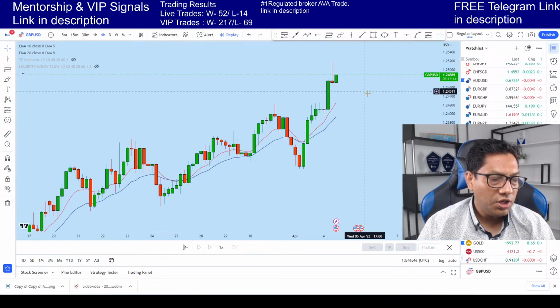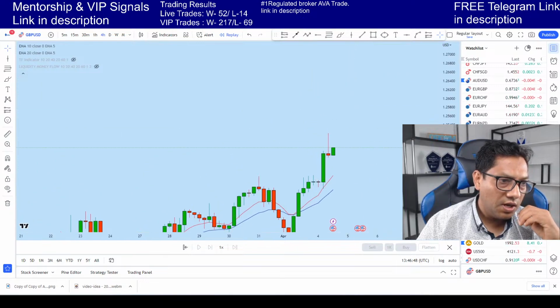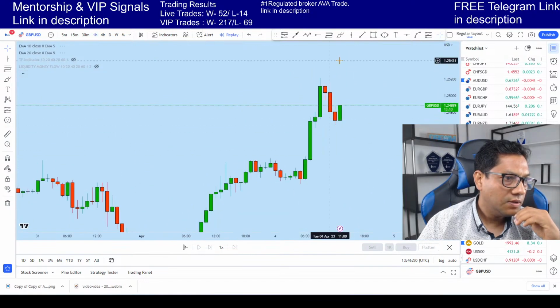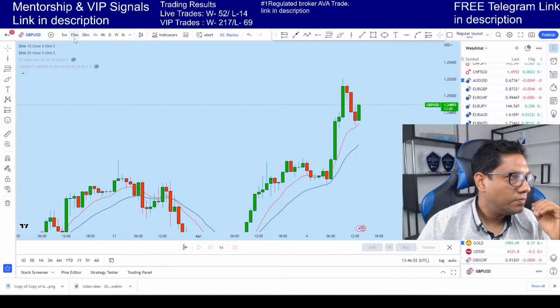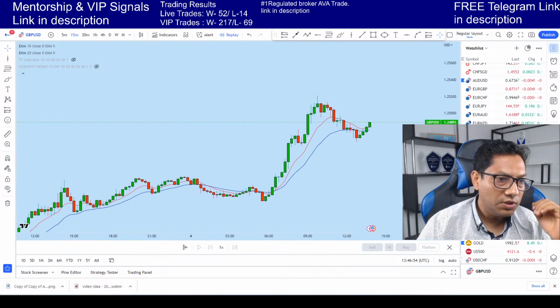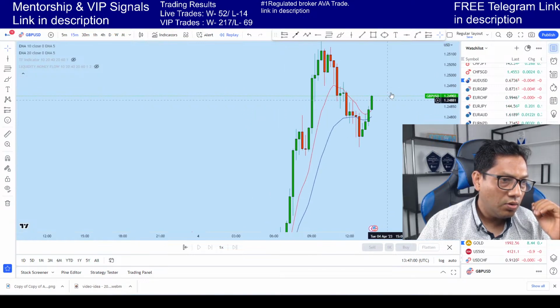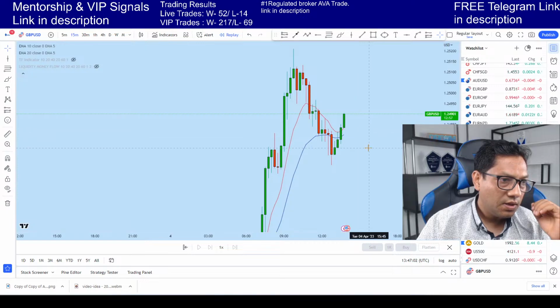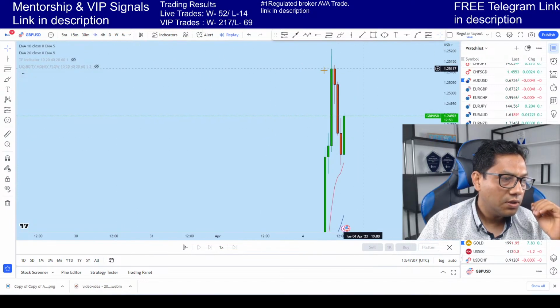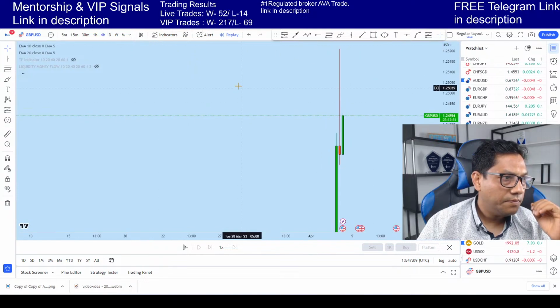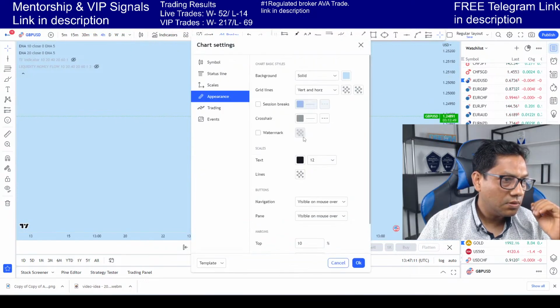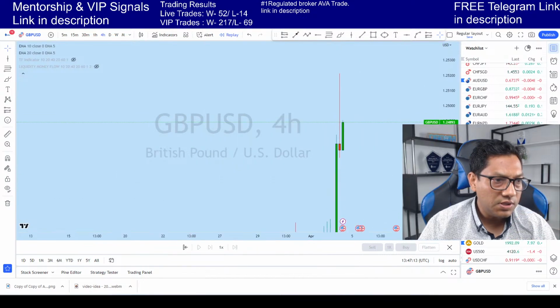GBPUSD, after the doji, we see the market is now going to the upside. There is a strong movement to the support zone, and now the price has formed a bullish structure. So GBPUSD, let me put a watermark here so that you guys can see that.